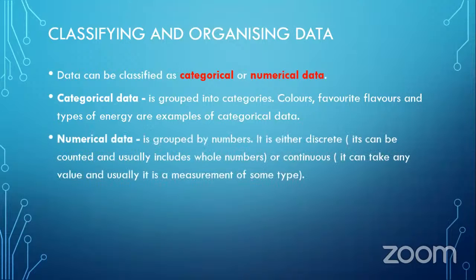And numerical, you said it was numbers. You are correct. It has to do with numbers, so it is grouped by numbers. It's either discrete, which can be counted and usually includes whole numbers, or continuous, which can take any value. Usually it is measured. It is a measurement of some type. So there are two types of numerical data, which are discrete and continuous.